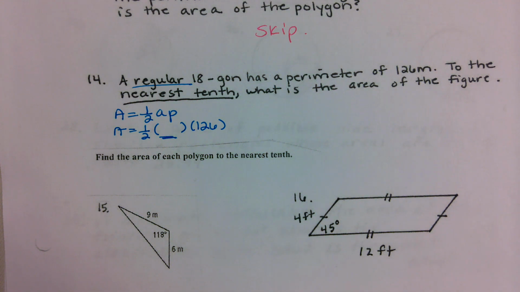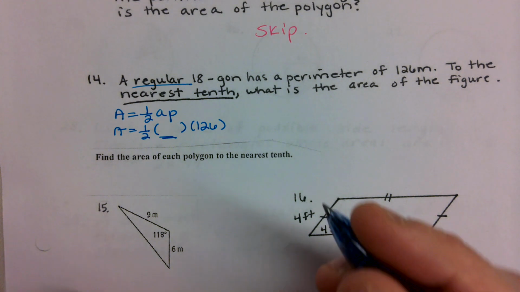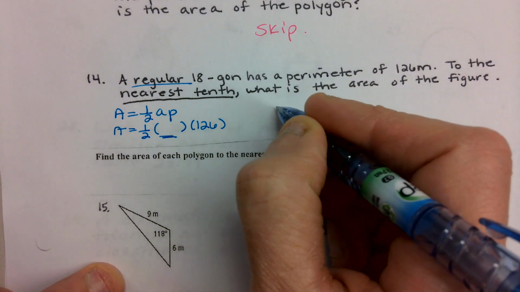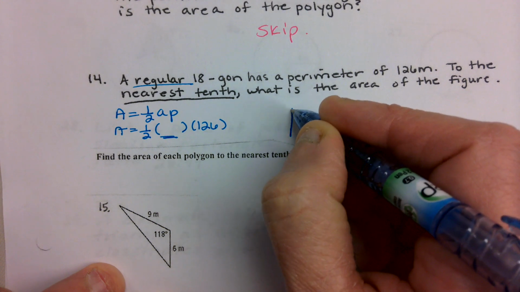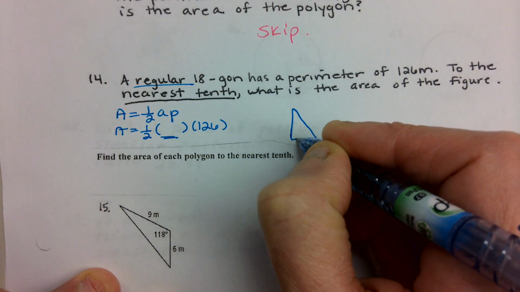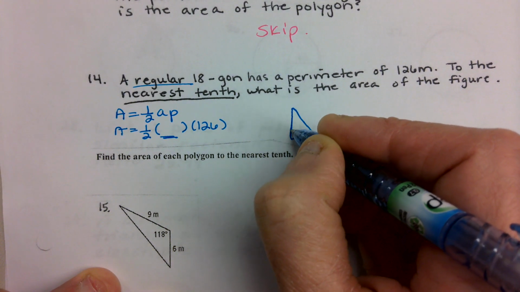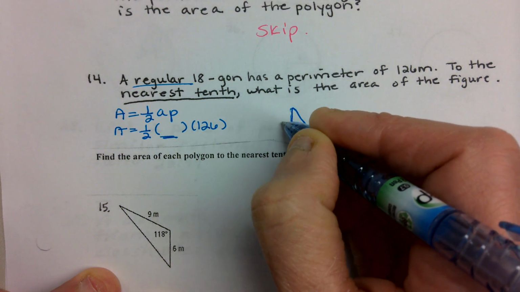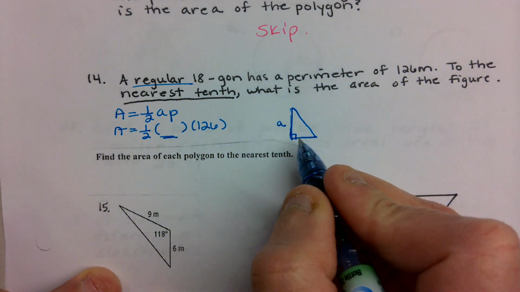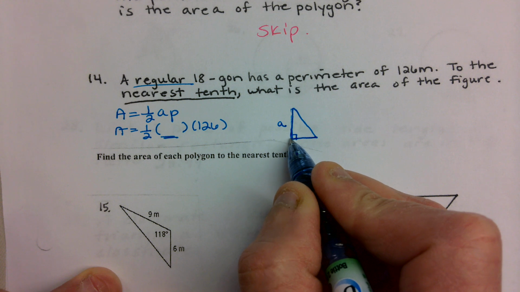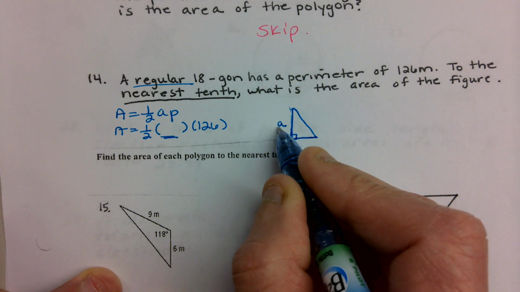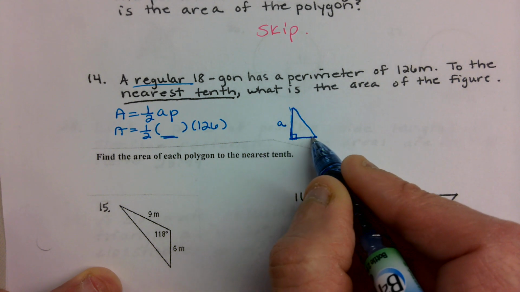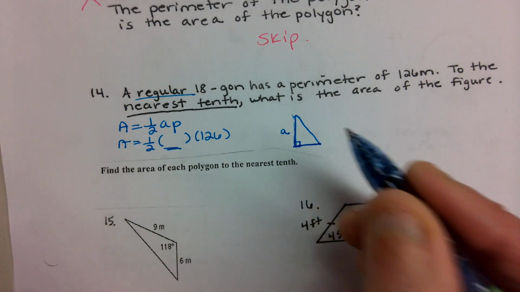The question is, how do I get the a? Well, we're not going to draw an 18-gon, but we're going to picture that. We're picking that triangle out of the middle of it, where we made this be the what? The apothem. And then this is what? Half of one of the sides, right? And then this is the radius.